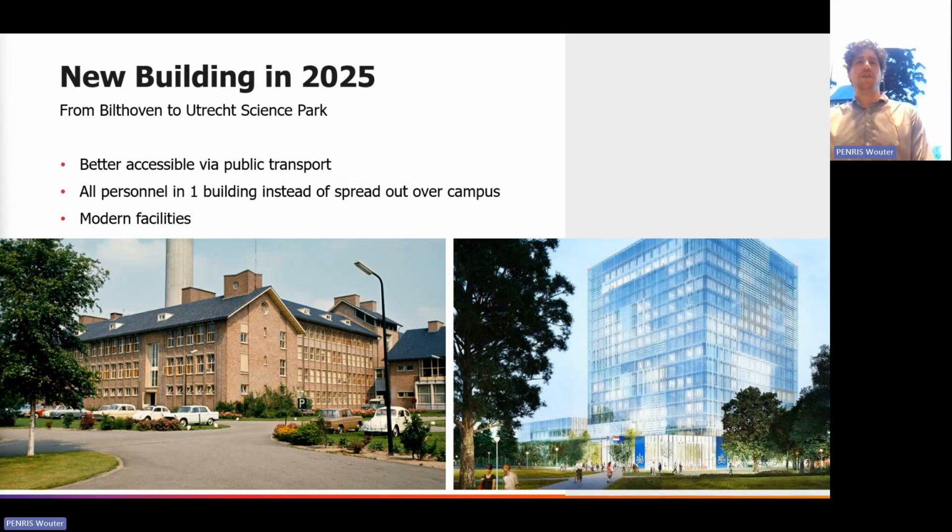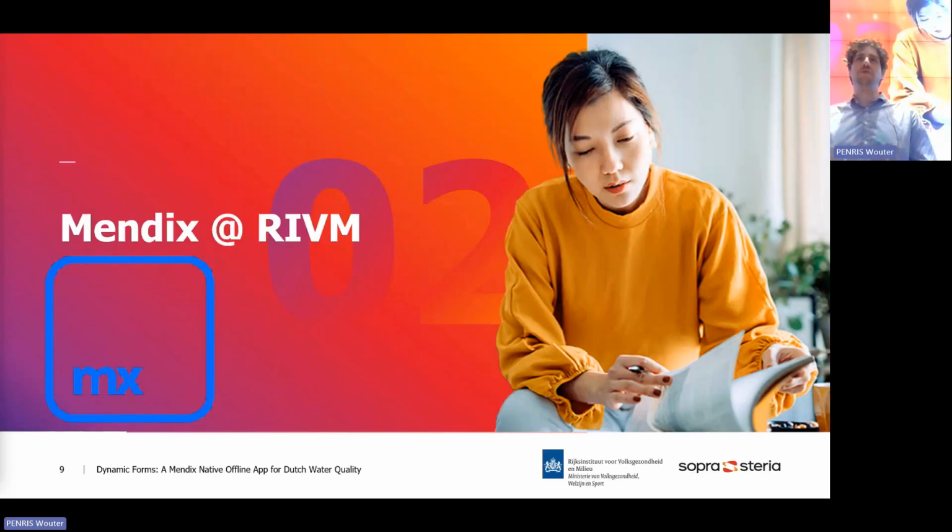Another nice thing to share is that we're going to move to a new building. This is a very big topic inside the RIVM. I think it's like a weekly topic with colleagues. So we're going to move from Beeldhoven to the Science Park in Utrecht. In general, it's better accessible by public transport, so people will take less time to travel. But also it's more modern, so some stuff is a bit outdated now, and we're also very excited to get some updated facilities. And I think that's the most important thing about the RIVM in a general sense, and then Alice will talk a bit more about Mendix.